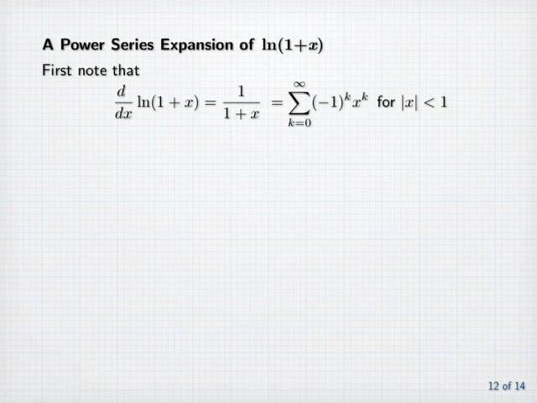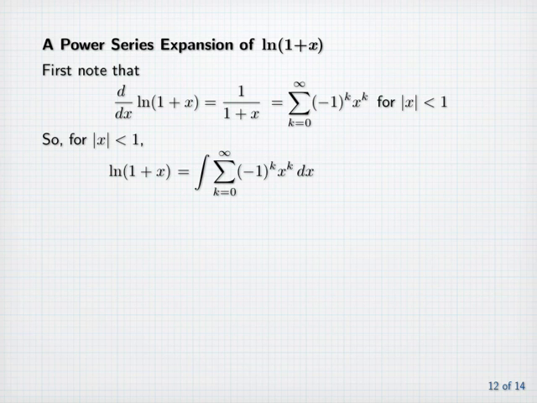Now, by integrating both sides, we have, for absolute value of x less than 1, that the natural log of 1 plus x is equal to an antiderivative of the sum from k equals 0 to infinity of minus 1 to the k x to the k dx, and that equals the sum from k equals 0 to infinity of minus 1 to the k times x to the k plus 1 divided by k plus 1 plus an undetermined constant of integration. We can determine that constant by evaluating both sides of this equation at x equals 0.